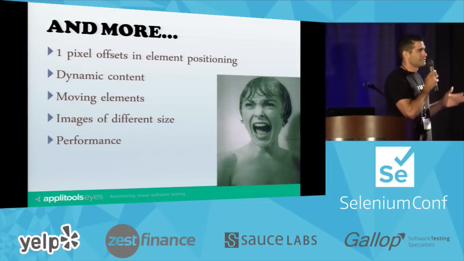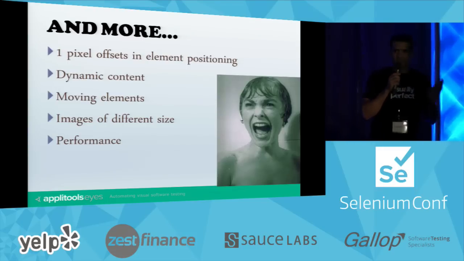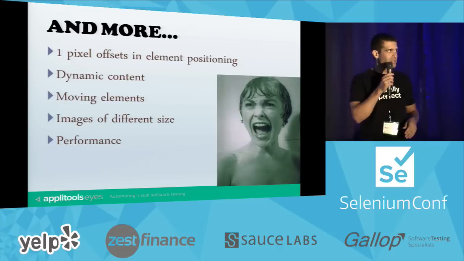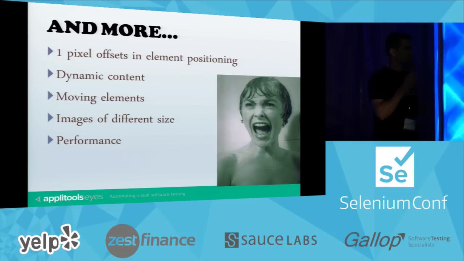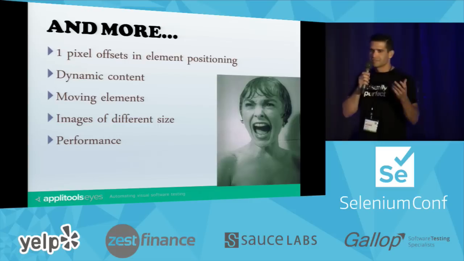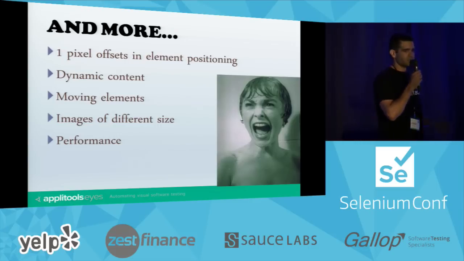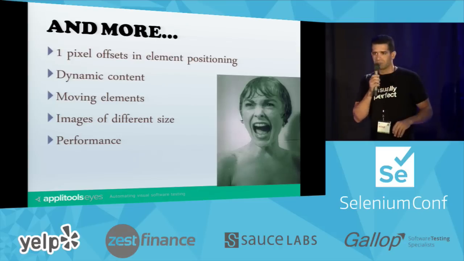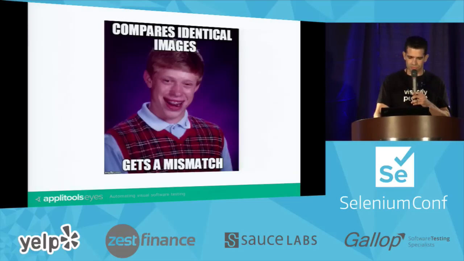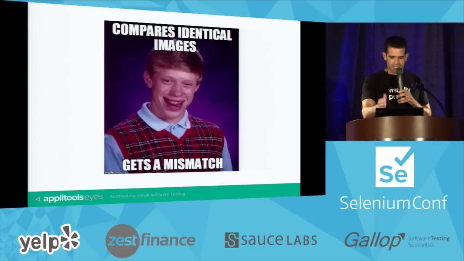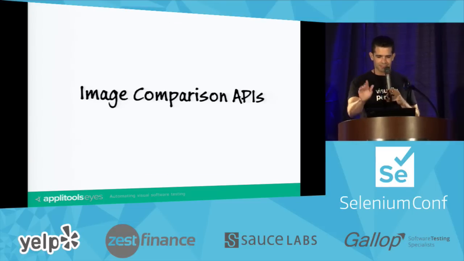And if that's not all, we need to take care of arbitrary 1 pixel offsets in element positioning, even on the same computer using the same web browser. There could be dynamic content like ads and dates that you want to ignore. There could be moving elements, just like that upgrade account example we saw before. Sometimes you need to compare images of different size. And of course, the algorithms have to be really fast, otherwise our tests will take forever to run. And there's Bad Luck Brian, who even when he compares identical images, gets a mismatch, but he's not here, so we're good.